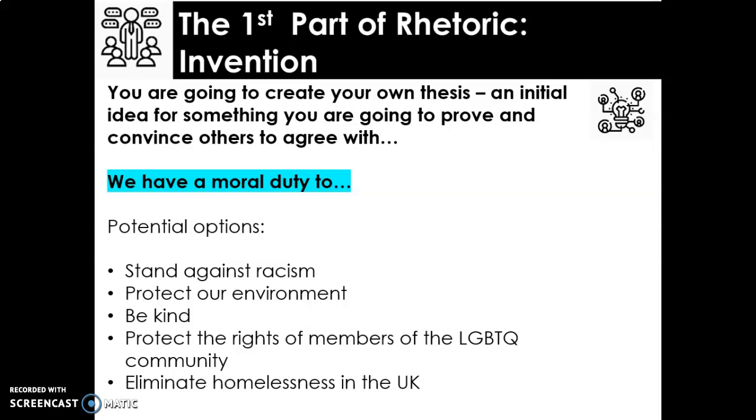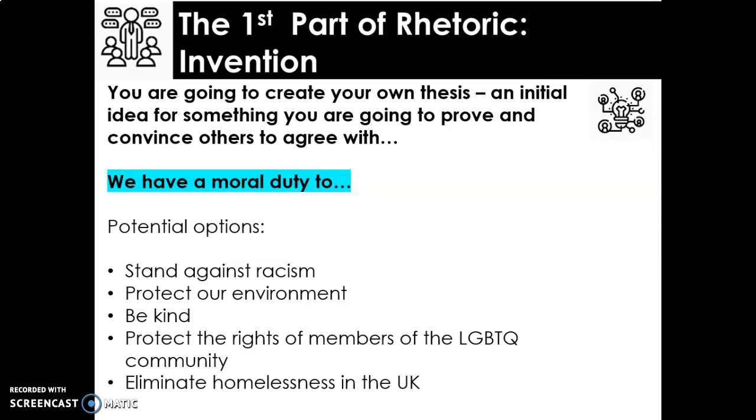So the first thing I would encourage you to do is go for something that you are genuinely interested in. You might want to set out to prove that we have a moral duty to end testing on animals. You might set out to prove that we have a moral duty to stop the illegal wildlife trade. You might set out to prove that we have a moral duty to reduce the voting age from 18 to 16. So you actually have a huge potential of choices.